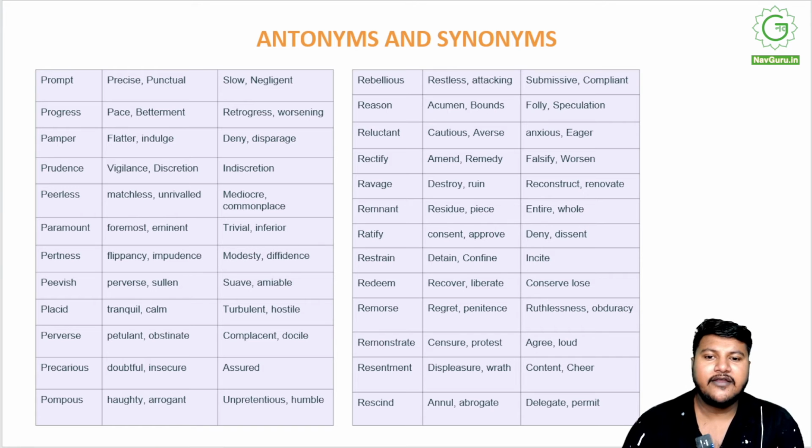Paramount, foremost, eminent, trivial, inferior. Pertness, flippancy, impudence, modesty, diffidence. Peevish, perverse, sullen, suave, amiable. Placid, tranquil, calm, turbulent, hostile. Perverse, petulant, obstinate, complacent, docile. Precarious, doubtful, insecure, assured. Pompous, haughty, arrogant, unpretentious, humble.